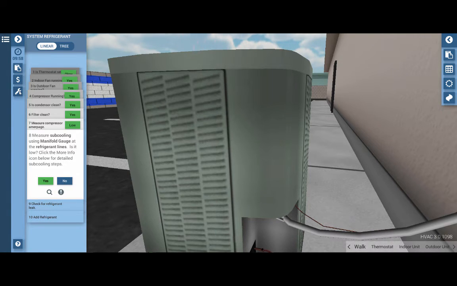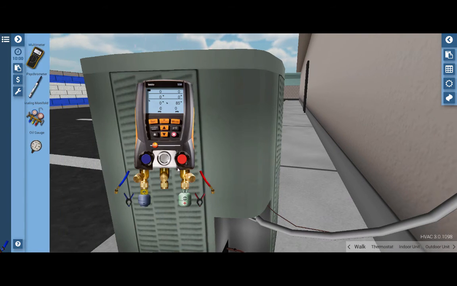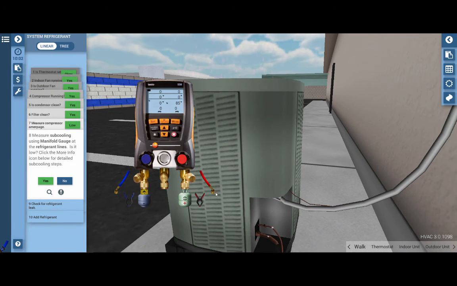So we're going to take the gauges back out of the toolbox and we're going to back out just a little bit. We're going to place the red hose on the liquid line service connection. This also places the temperature probe on there. And what we can see here is that we're measuring 250 PSIG, which converts to an 85 degree saturation temperature or condensing temperature. This is much too low.